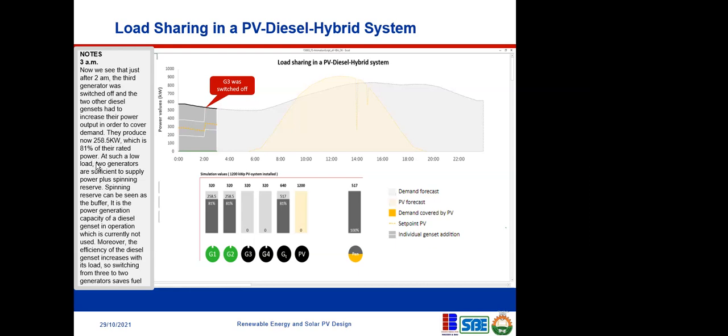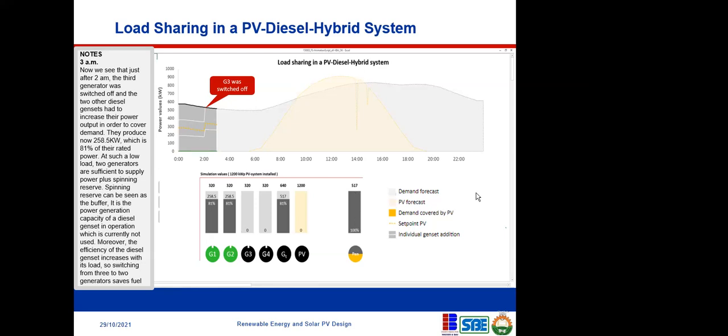So at such a low load, 2 generators are sufficient to supply power plus spinning reserve. Spinning reserve can be seen as the buffer. I've already explained this. It is the power generation capacity of a diesel gen set in operation, which is currently not used. Moreover, the efficiency of the diesel gen set increases with its load. So the more you load the diesel generator, the more it improves its efficiency. So switching from 3 to 2 generator sets saves fuel. That's what's actually happening. At this point, it's still 100% generator.